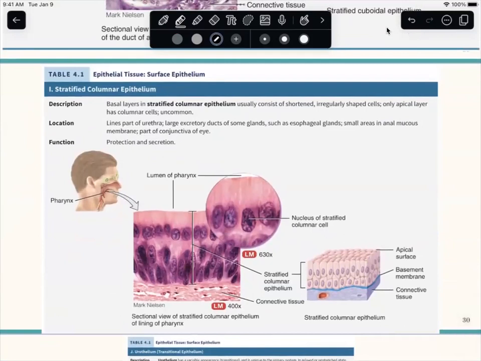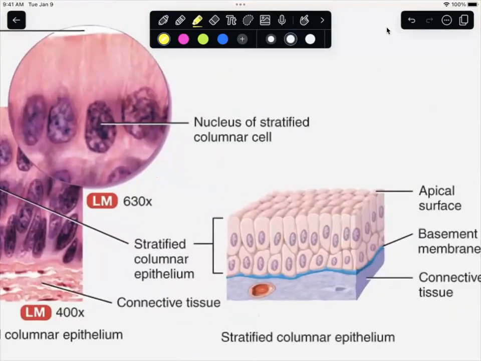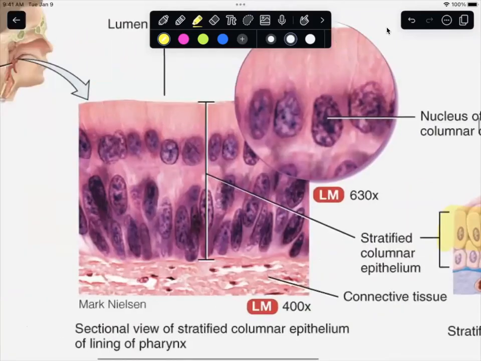Another fairly rare type of tissue is stratified columnar epithelium. Again, we name our cells by the top layer. So if we look, that bottom layer may look more cube shaped. It's this top layer that has that column shape to it. That is what gives it that stratified columnar. So here's this example.